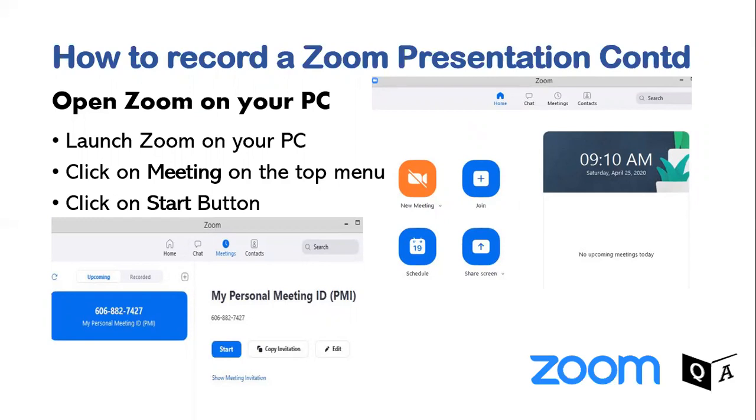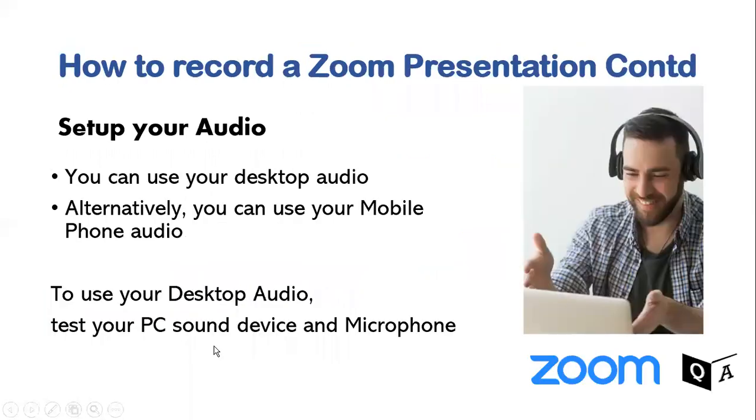So you either click on the meeting icon on your dashboard, or you go to the Meetings menu and click on Start. You'll be asked to set up your audio. So you could either record with the PC audio, or you use your mobile phone audio. You're also encouraged to test your PC audio device, test the sound, test your microphone.